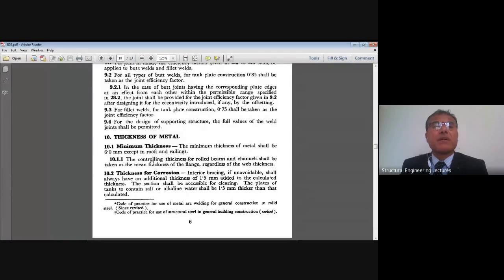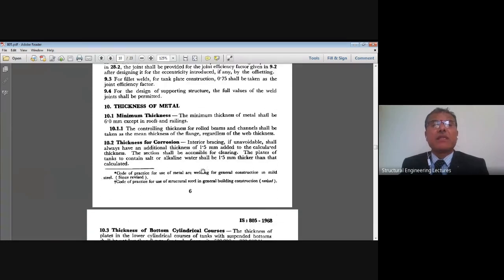Now, next one is the thickness of metal. What should the minimum thickness be? Code says that the minimum thickness of that metal shall be 6 mm, except in roofs and railings. Next, thickness from the corrosion point of view. The code says that interior bracings, if at all we are using them, then they have design thickness plus an additional 1.5 mm thickness. Additional 1.5 mm means, whether from bending, tension or compression point of view, whatever it may be, you design that thickness, and to that you add 1.5 mm extra.